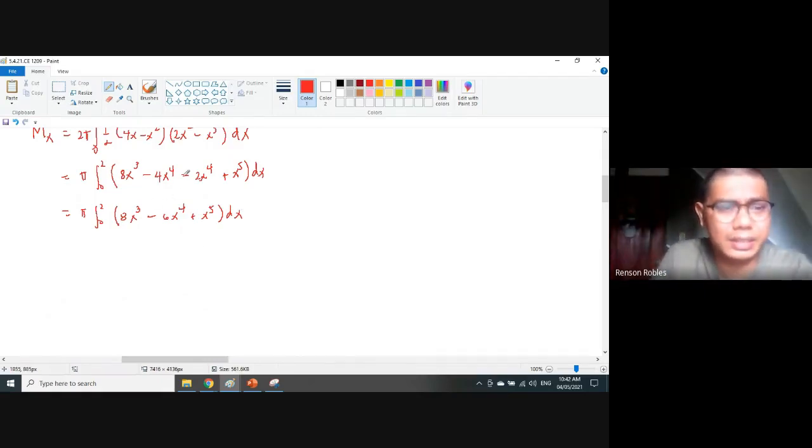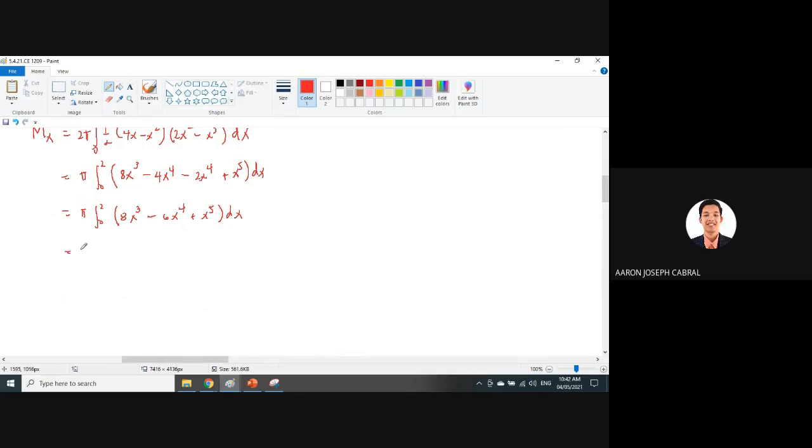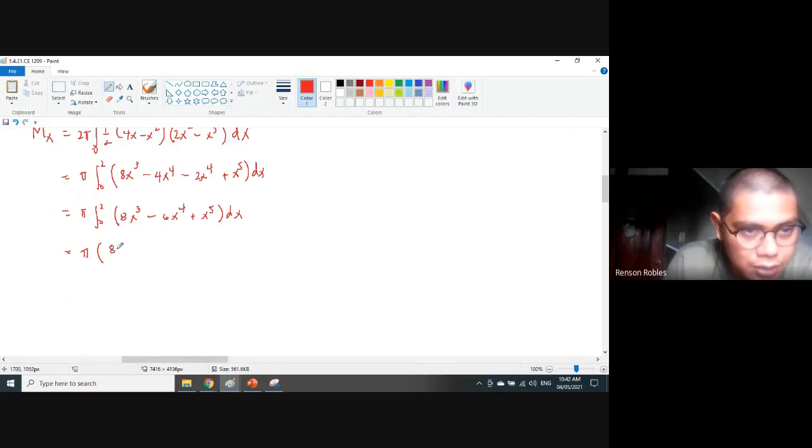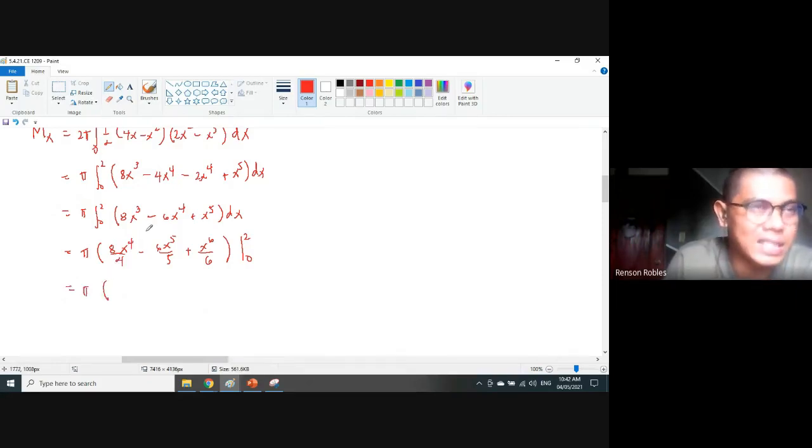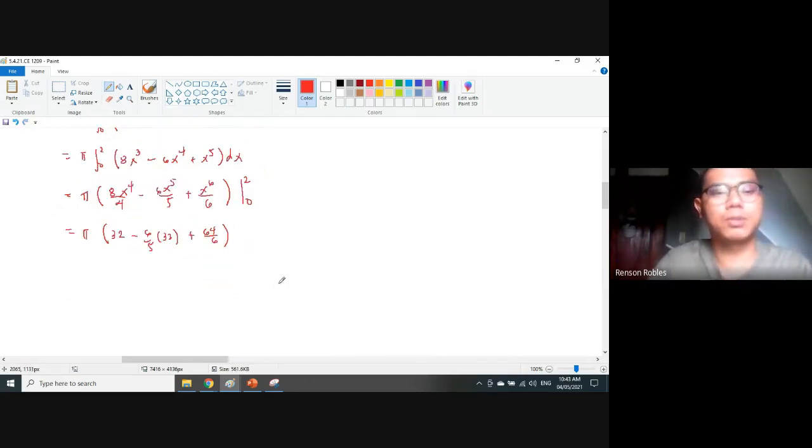Can you still see the handwriting when it is red, or is it blurry in red? Okay po, it's visible, sir. Then let's integrate: 8x to the 4 over 4 minus 6x to the 5 over 5 plus x to the 6 over 6, evaluated from 0 to 2.